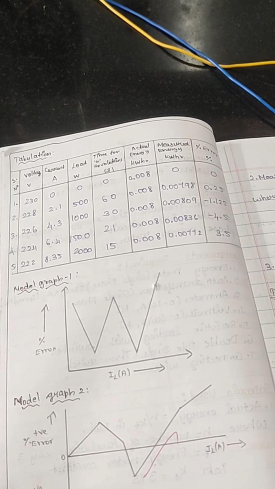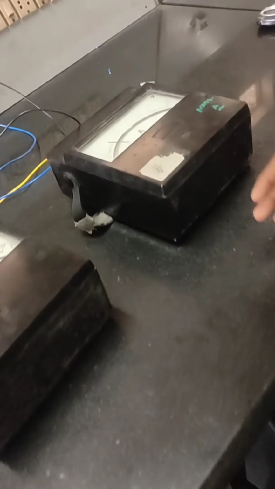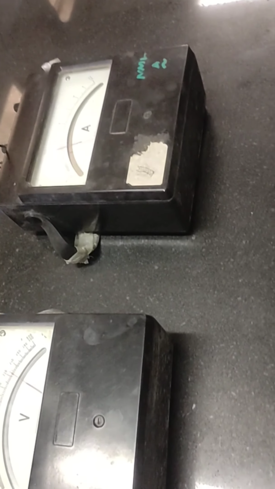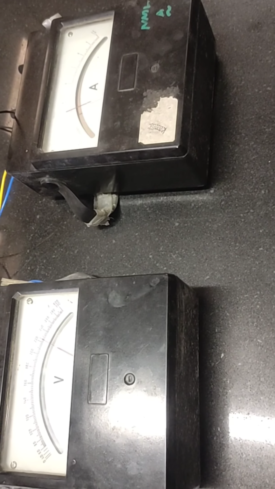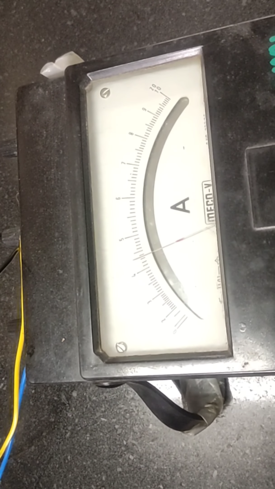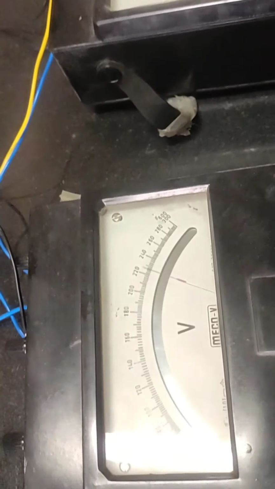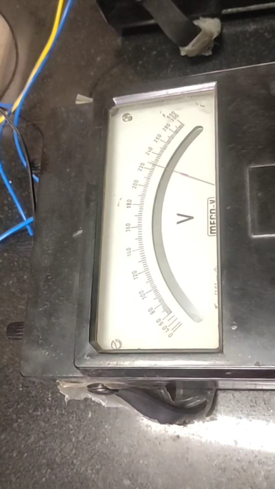Then I am increasing another load, say 1500 watts. See, the voltmeter will remain the same, whereas the ammeter has increased to 4.3. Like this the load will increase. You can see the voltmeter also remains the same, plus or minus 1%. There won't be any variation.